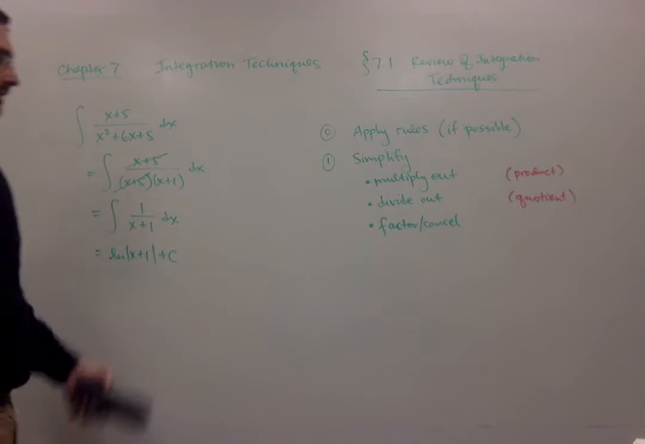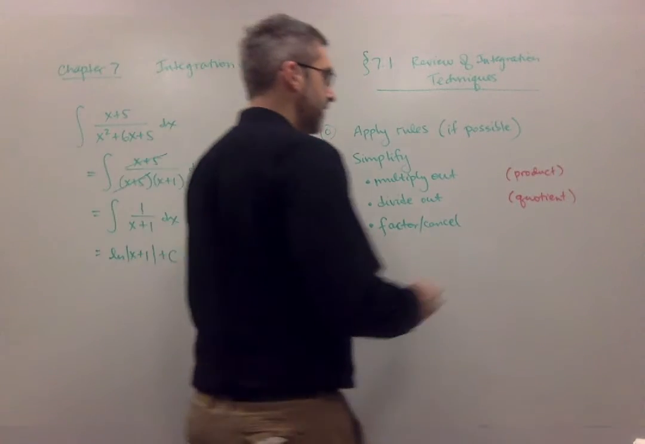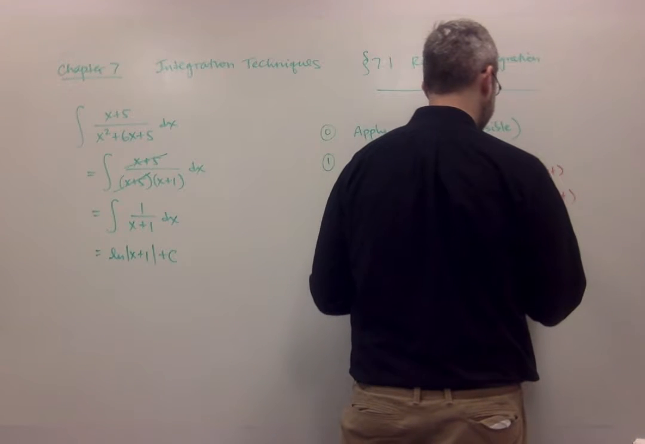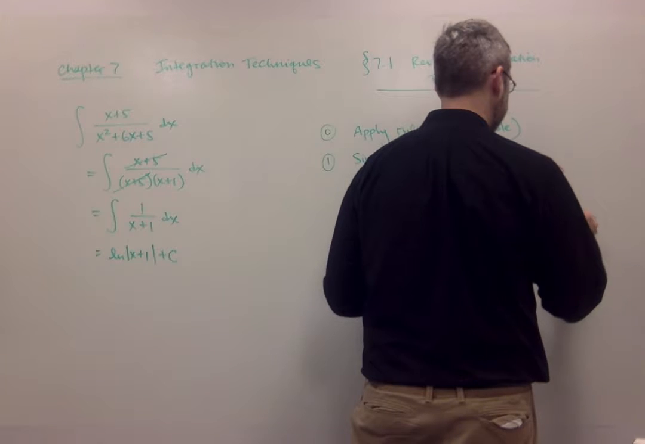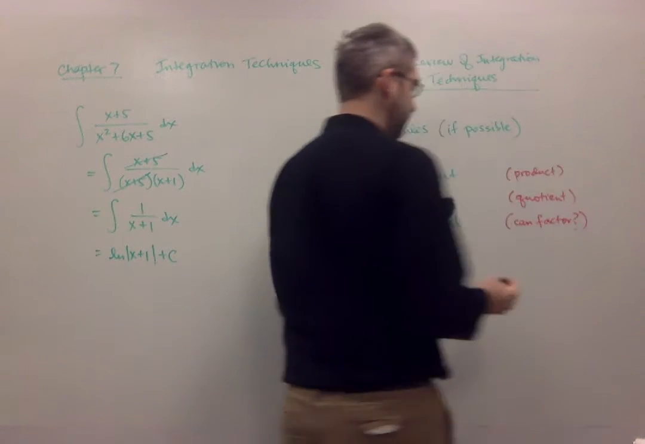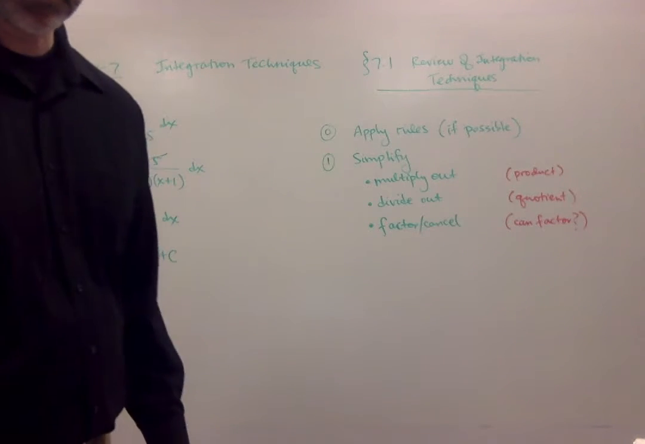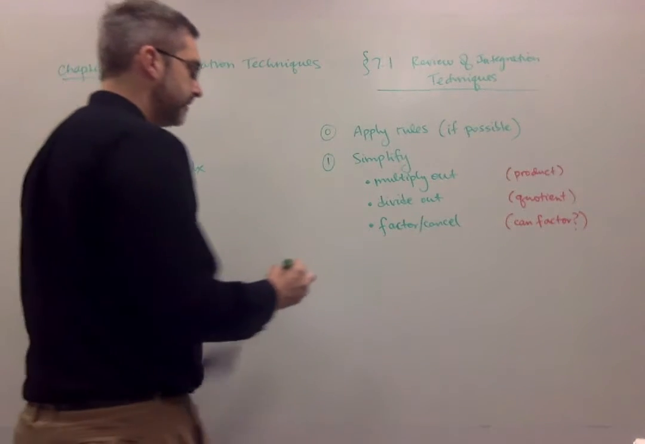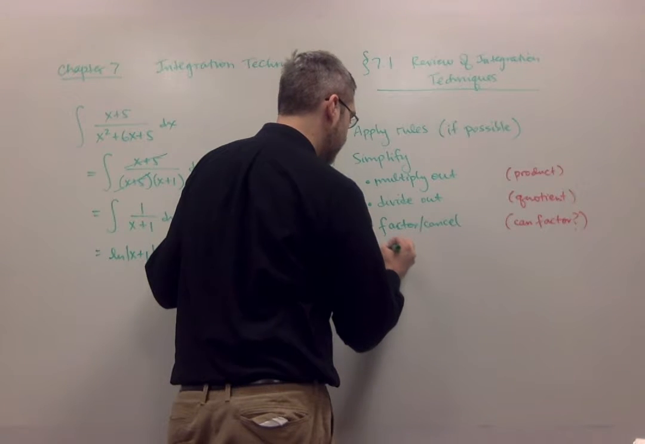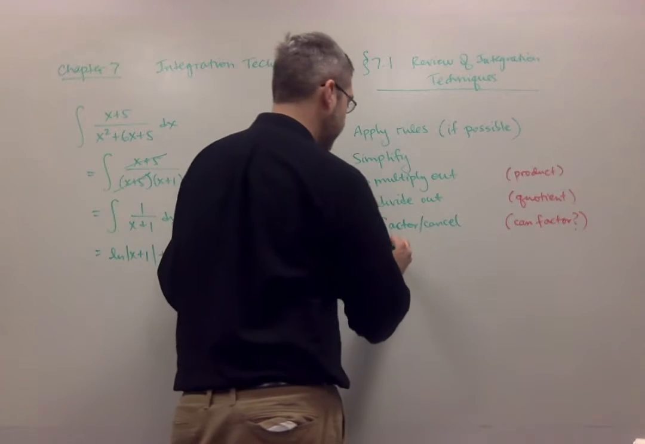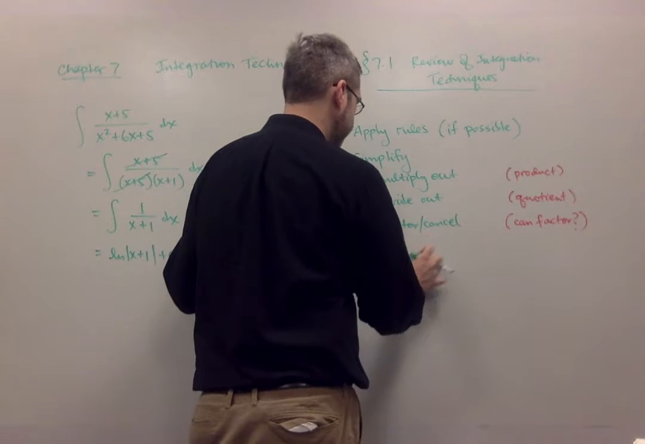I'm trying to get something better. So I might factor and cancel if the top or the bottom is a polynomial over a polynomial where there's some term that can factor. So I might simplify that way. Another thing a little bit related to that is if I have a polynomial over a polynomial, then I might do polynomial long division.